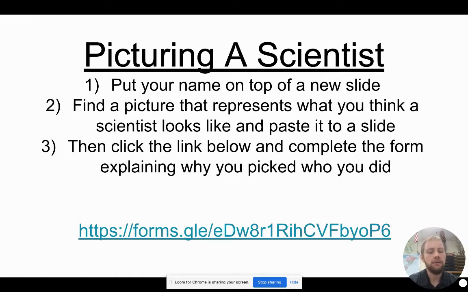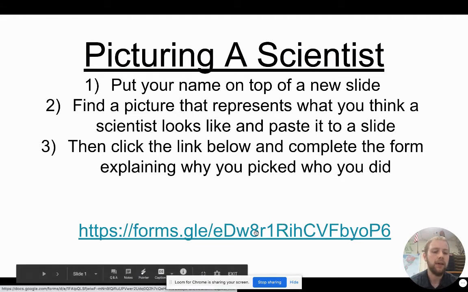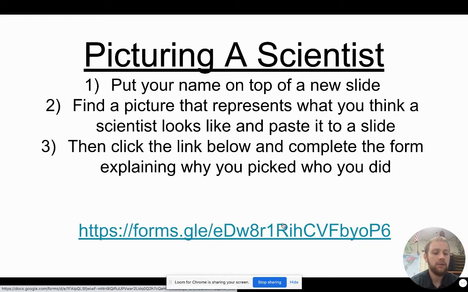All right, so first of all, as I said before, you're going to put your name on the top of a new slide. You're going to find a picture that represents what you think a scientist looks like and paste it on that slide. You could also take a newspaper clipping or a magazine clipping, take a picture of it, maybe upload it. There's many options here. And then you will click the link below and fill out a quick Google form that shouldn't take you any more than a minute to just explain why you picked who you did.